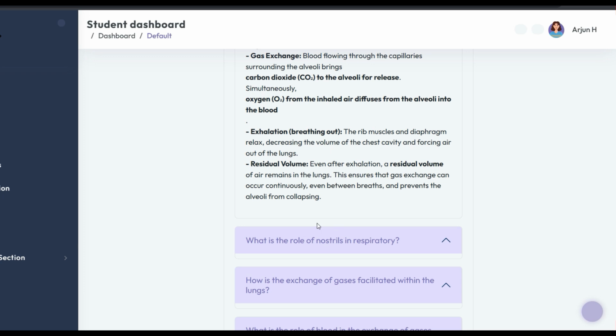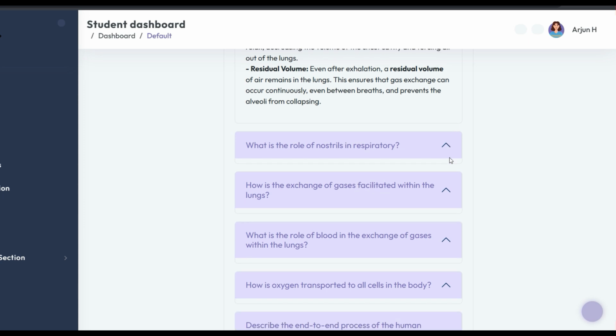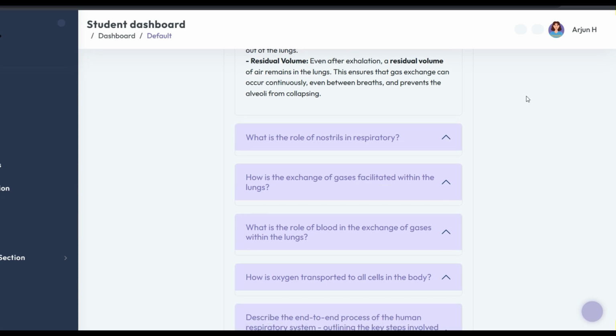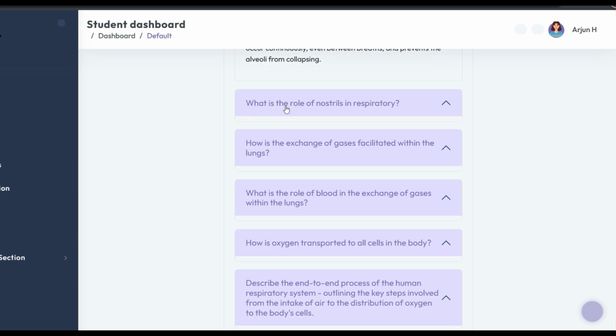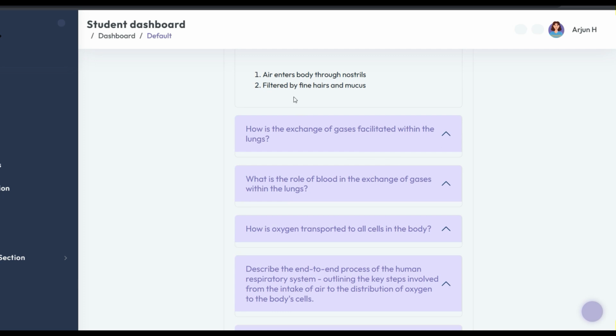So what is the role of the nostril and all that? How is the exchange of gas facilitated within the lungs? Just a second, let me see. Okay, I'll have to discuss this over here itself in this video. So what is the role of the nostril? Air enters the body through the nostril. It is filtered by fine hair and mucus.